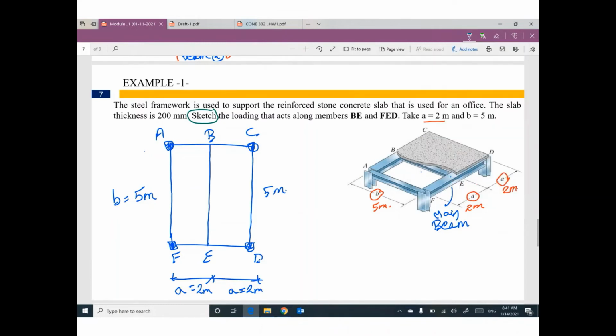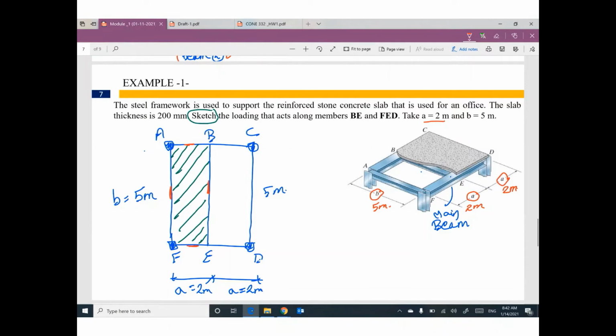Let me talk about this rectangle. We need only a rectangular shape surrounded by 4 beams. This beam, this beam, this beam, and this beam. Okay? So we have a rectangular shape supported by 4 beams.